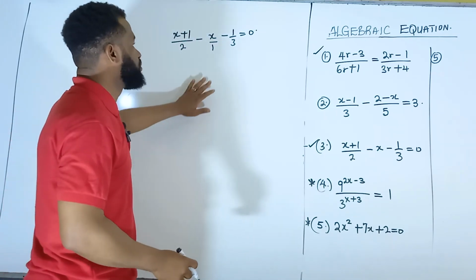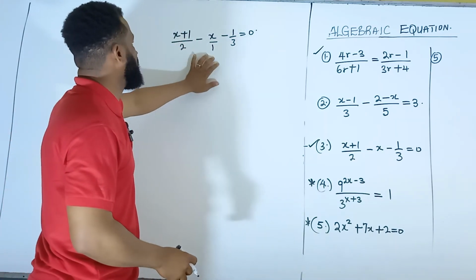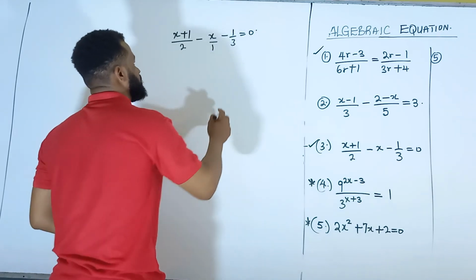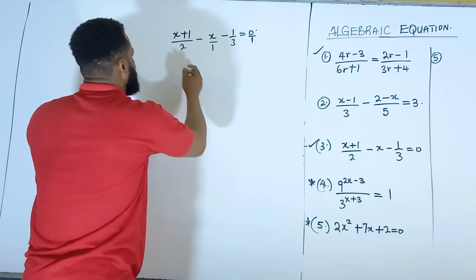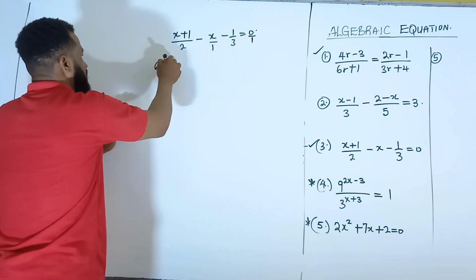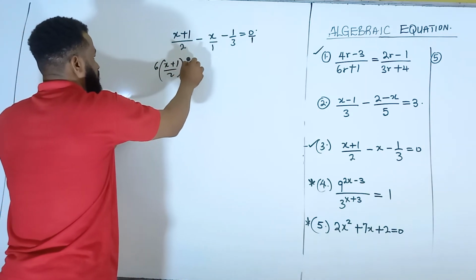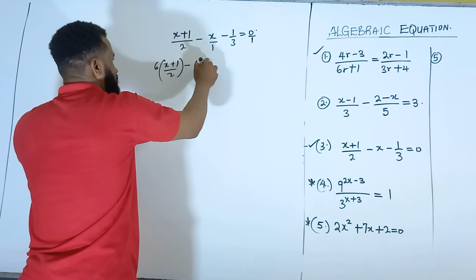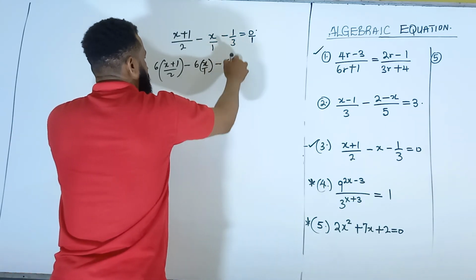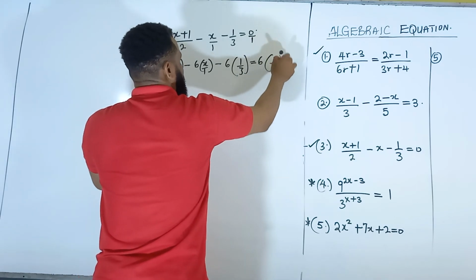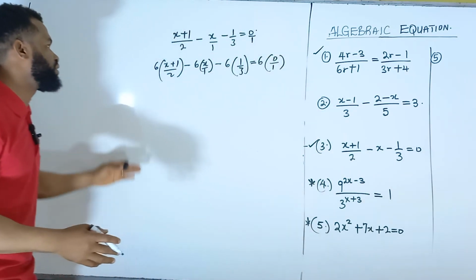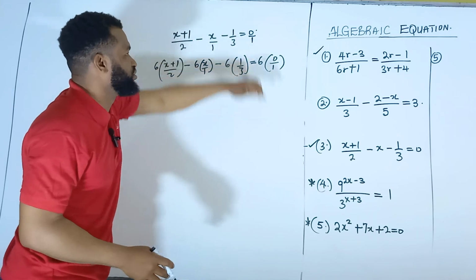So at this point, what is the LCM of 2, 1, and 3? And that's over 1. The LCM of 2, 1, and 3 is 6. So I'm going to say 6 multiplied by x plus 1 over 2, minus 6 multiplied by x over 1, minus 6 multiplied by 1 over 3, equal to 6 multiplied by 0 over 1. Simple. Just take the LCM and multiply individual fractions.